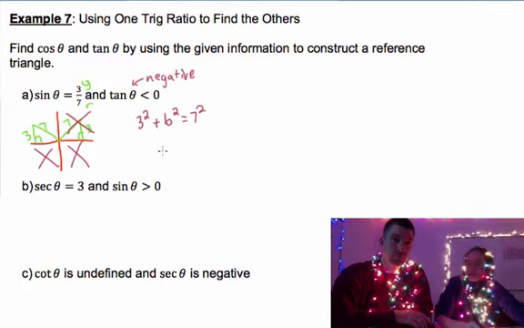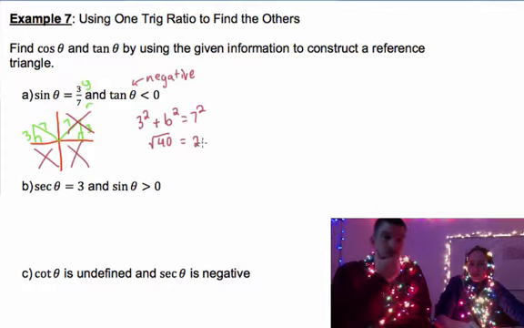So 7 squared minus 3 squared, which is 40. So b squared equals 40, so b equals root 40, which we can simplify. That's 2 square roots of 10.